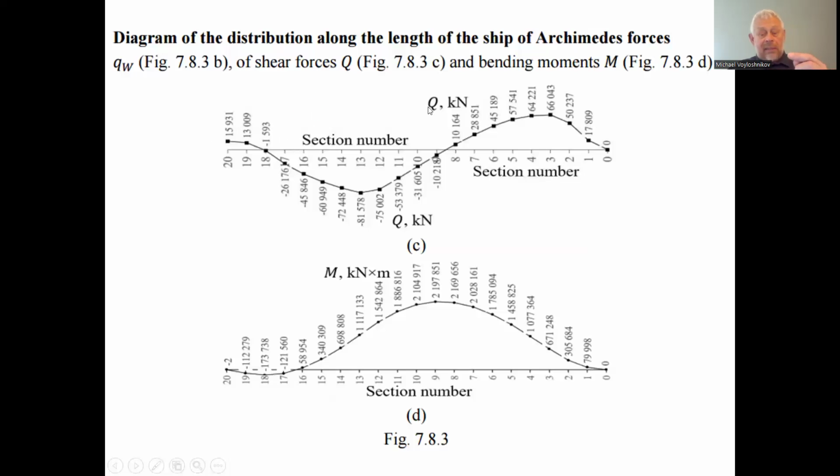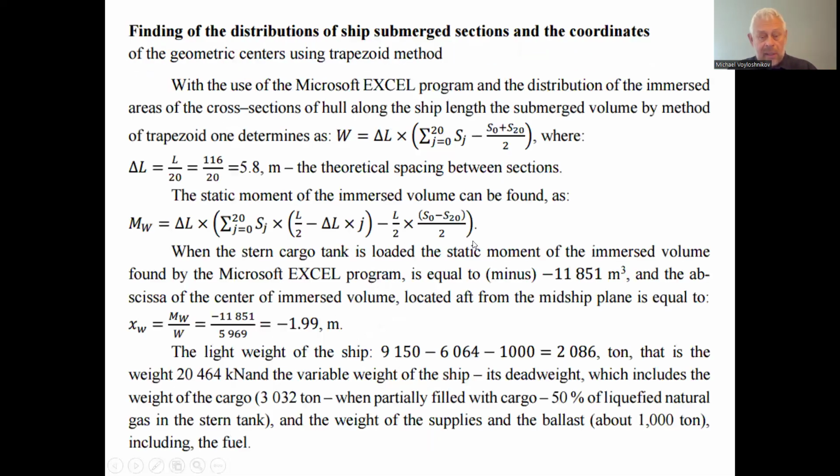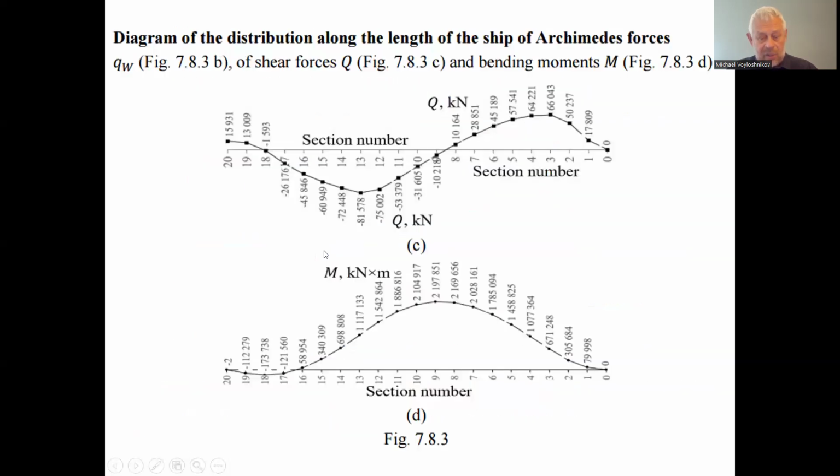And this is the diagram of the shearing forces too. So let's consider how we get that. With the use of the Microsoft Excel program, the distribution of the immersed areas of the cross sections of the hull over the ship length and the submerged volume are determined by the method of trapezoid. We use the trapezoid a second time, and a third time. The trapezoid method is very useful for the considered case.